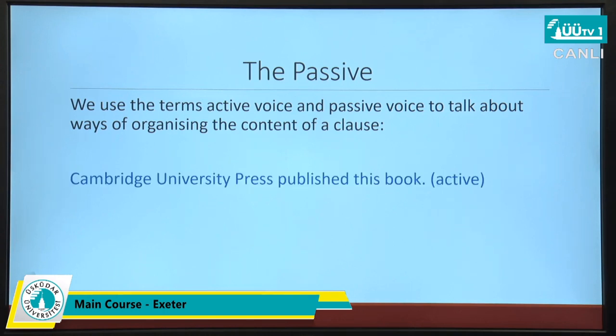So, for example, this sentence here. Cambridge University Press published this book. This is an active voice.